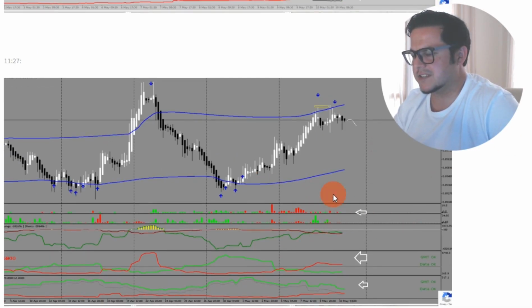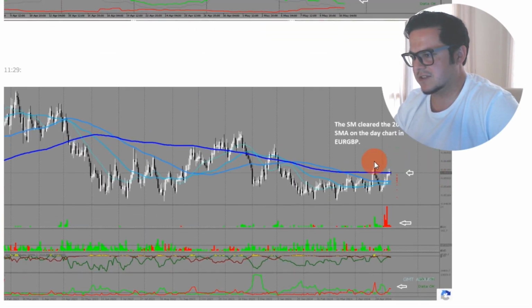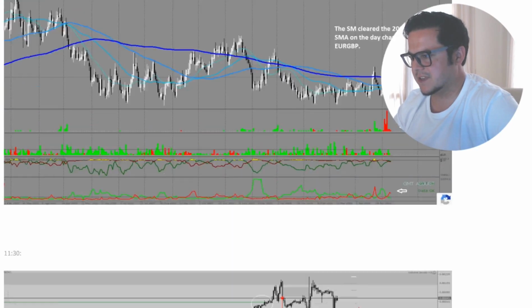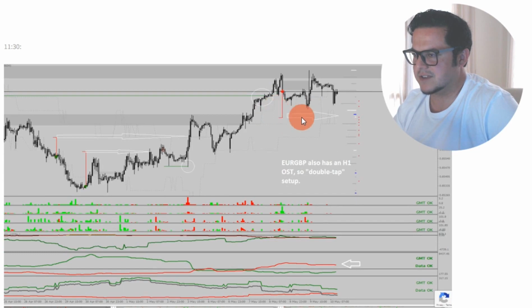So if more longies come in and more shorties leave, we're going to have a proper 4-hour reversal down in euro pound, because also the 200-day moving average has been cleared. So that's the theme for next week, and this OSD can easily be taken in the process. Okay.